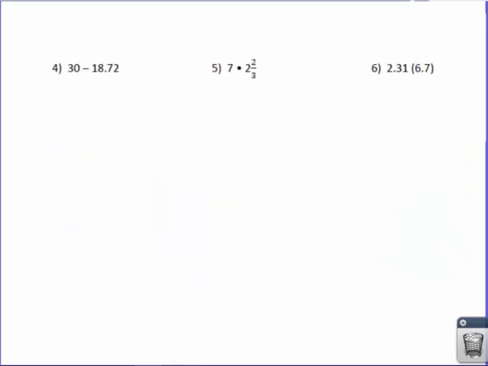Okay, so let's keep going. Number 4, it's a subtraction. So we've got a whole number. We need to remember that in a whole number, the decimal's at the end. So we got 30 point, and then I write this one around my decimal point.